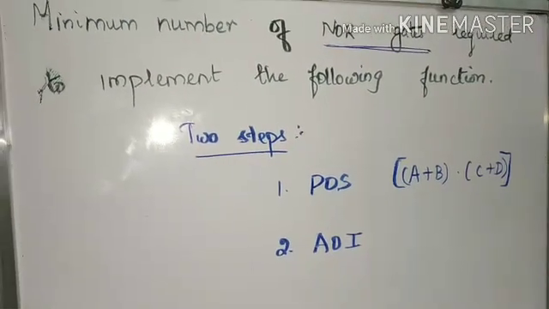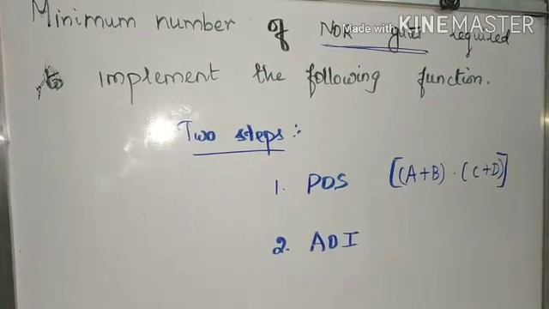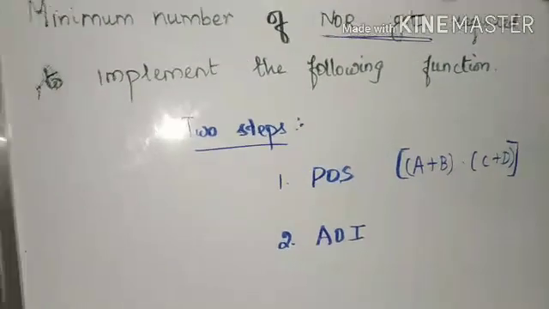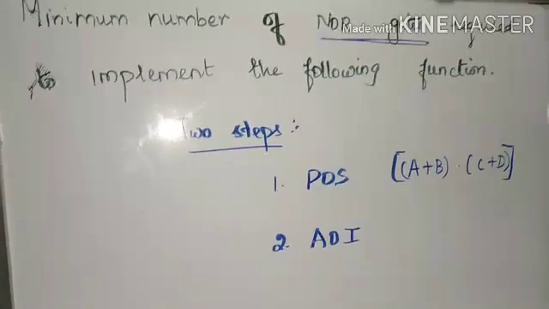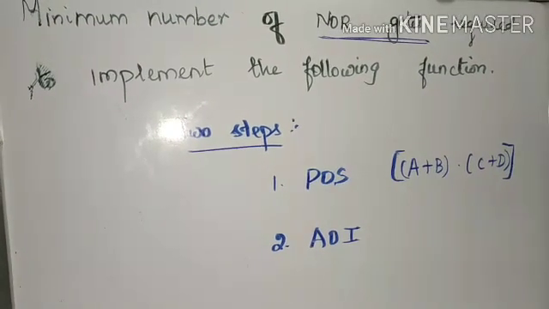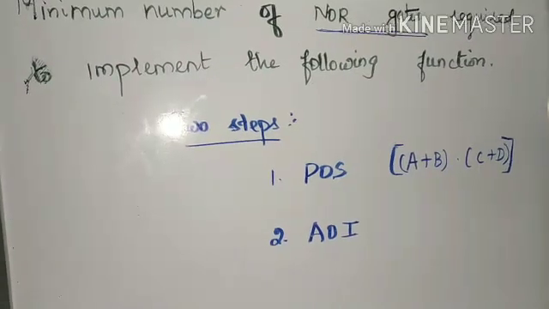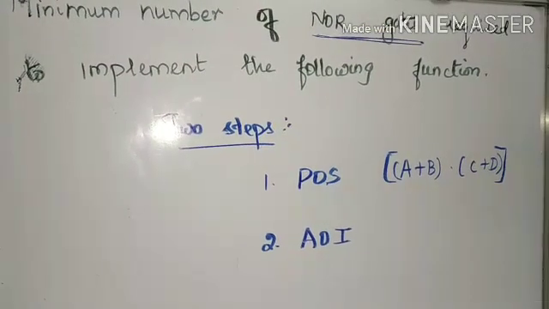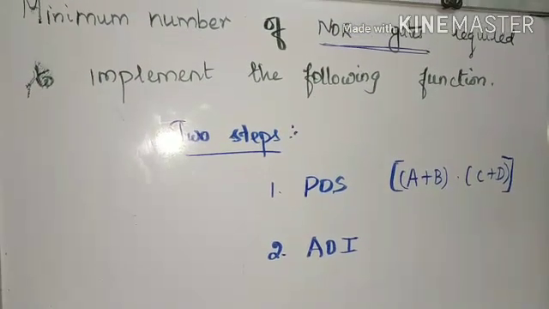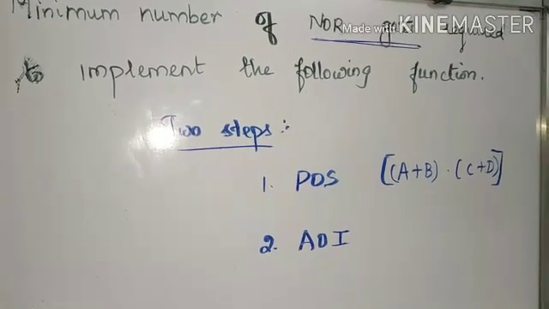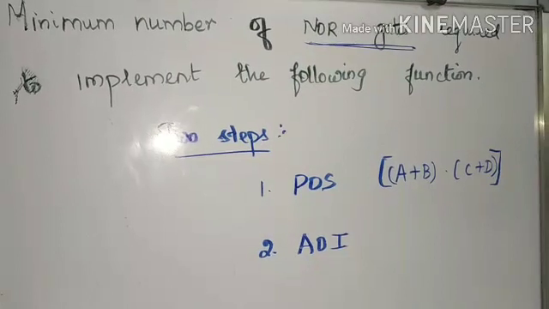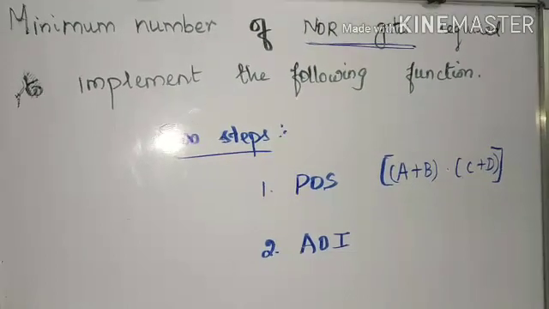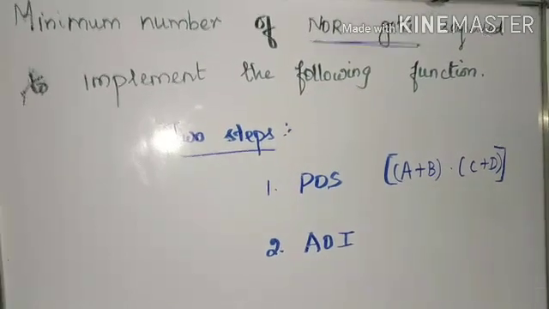In this session we are going to cover the subject of digital electronics and the topic is Boolean algebra. In Boolean algebra, we have already seen one related topic, that is minimum number of NAND gates. We have already solved so many problems under that topic. In this session, we are going to see some examples based on the minimum number of NOR gates required to implement the following function.